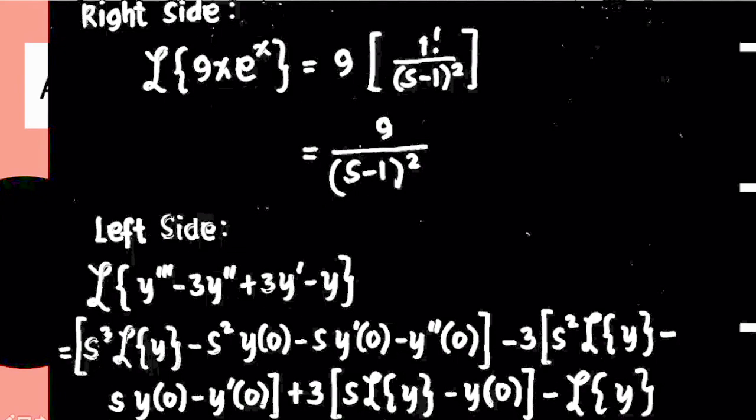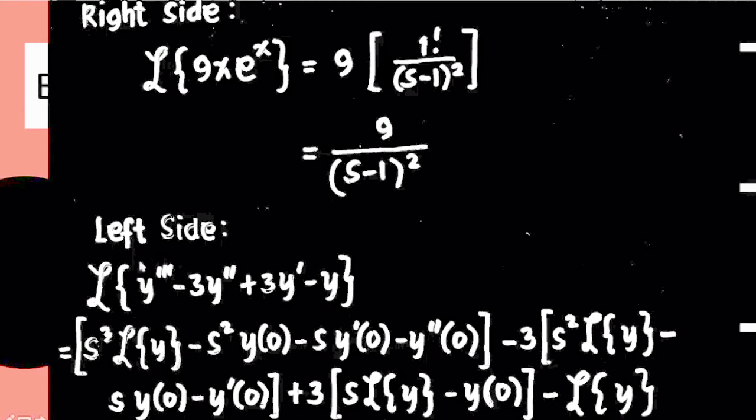Stand by with this. Later you will equate it. Okay, so let's now go to the left side of the equation. So we are going to determine the Laplace transform of y triple prime minus 3y double prime plus 3y prime minus y. So the first term is we take the Laplace of the third derivative. And that is, using the formula, s cubed times the Laplace of y as our first term minus s squared times y of 0 minus s times y prime of 0 minus y double prime of 0.